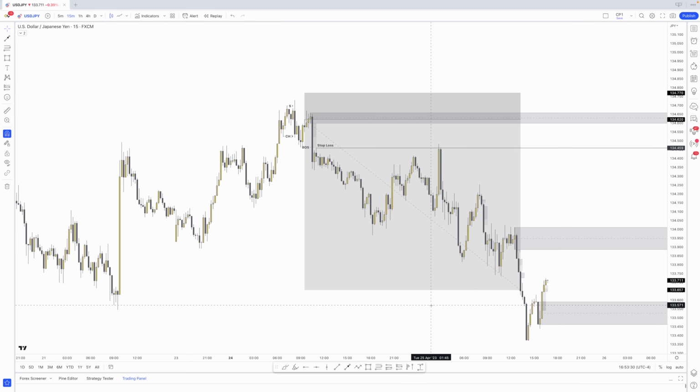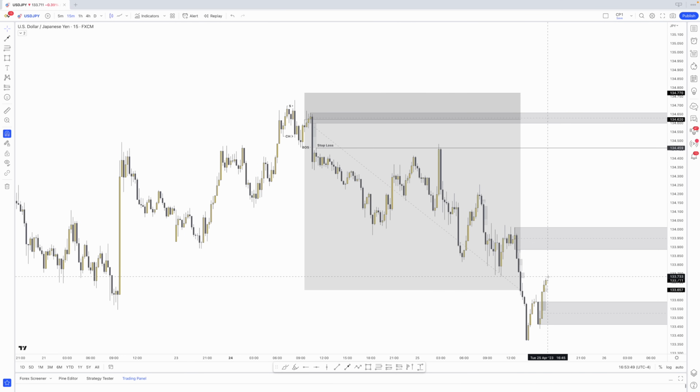However, this pair had other plans for me. Luckily I took 50% partials at 1 to 2 risk to reward. And then because I trailed the stop loss into profit, I managed to make some more profit when I got stopped out here. Obviously it is disappointing because it went in my favor all the way towards the take profit.